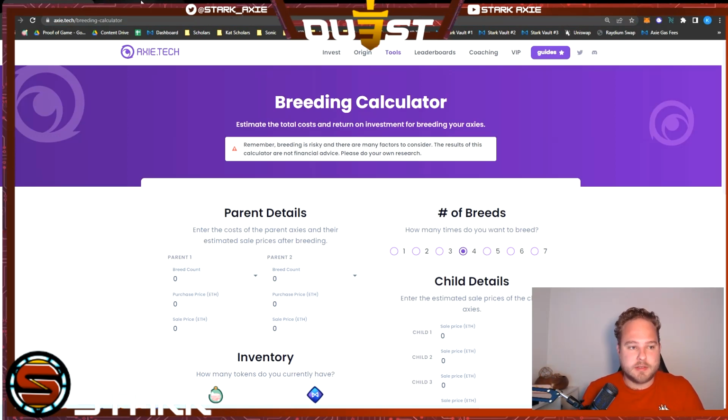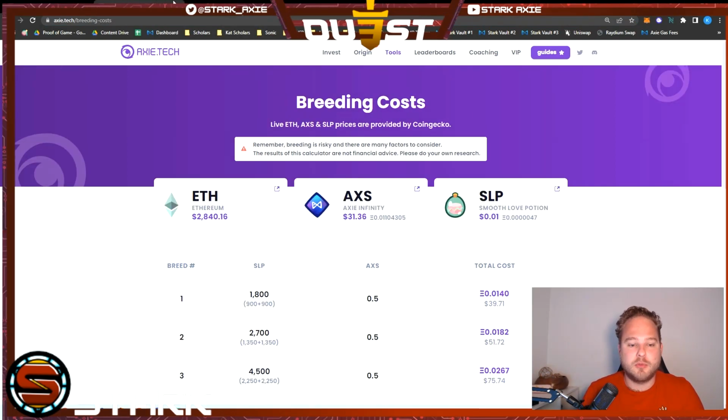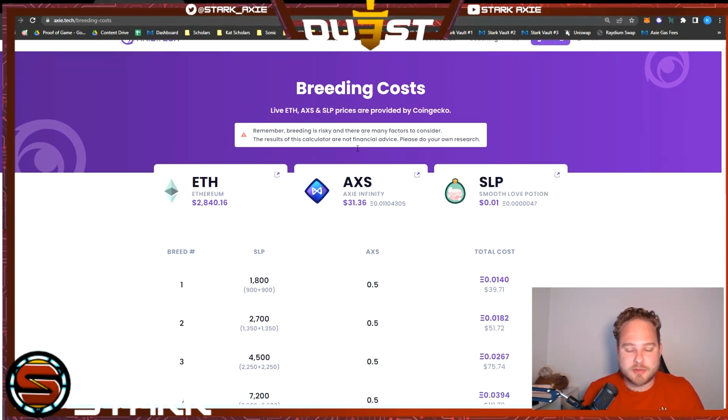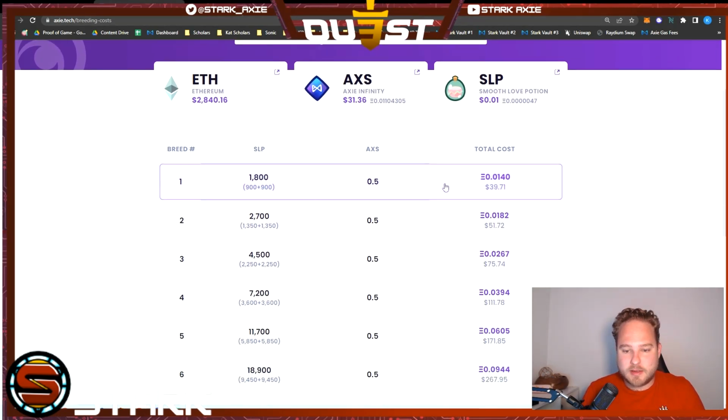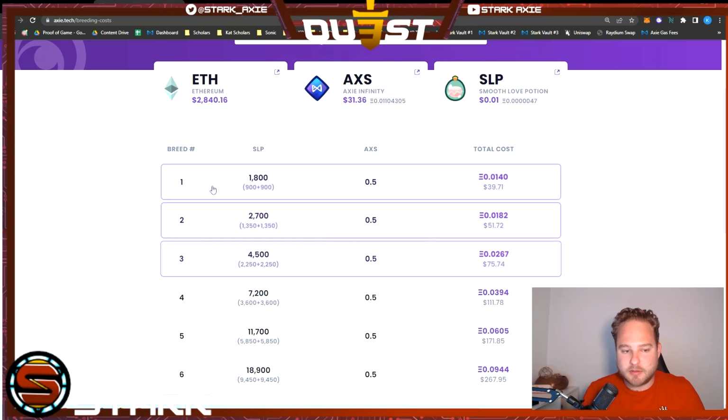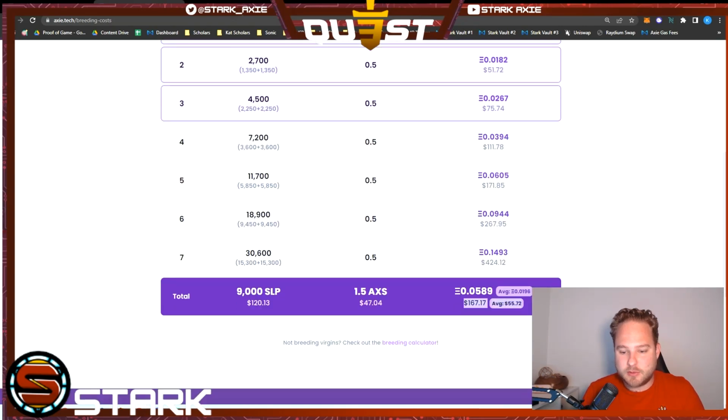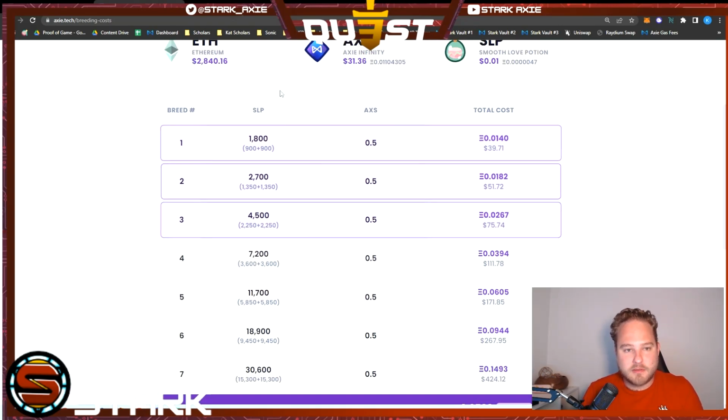Also, there are some cool community tools that are not web browsers that you can use to help you with breeding. Axie Tech is my personal favorite. You see the price of every breed here, you can click on multiple, however many you want to breed. It gives you the average price. It's just very easy to use.